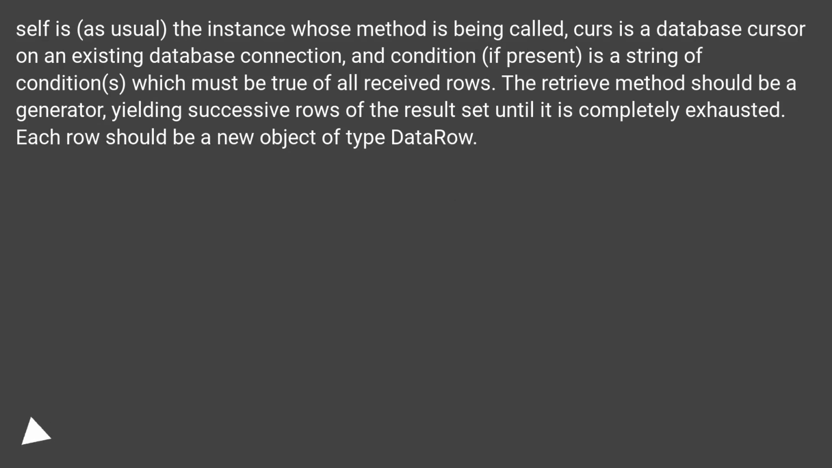Self is, as usual, the instance whose method is being called. Curs is a database cursor on an existing database connection, and condition, if present, is a string of conditions which must be true of all received rows. The retrieve method should be a generator, yielding successive rows of the result set until it is completely exhausted. Each row should be a new object of type dataRow.